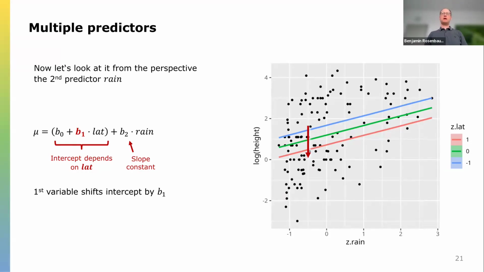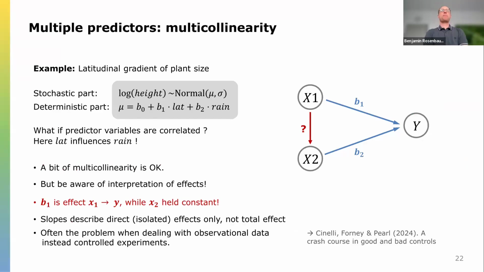Okay, one thing which is, I think, at least for me, quite important, and it's easy to forget about it: what do these effects actually mean? So the slopes, because often our predictors are not completely independent. But this is not an issue if you remind yourself what the fitted model actually says. Okay, we have the situation here, x1 is latitude, x2 is rainfall, and both of them have an effect on plant height.